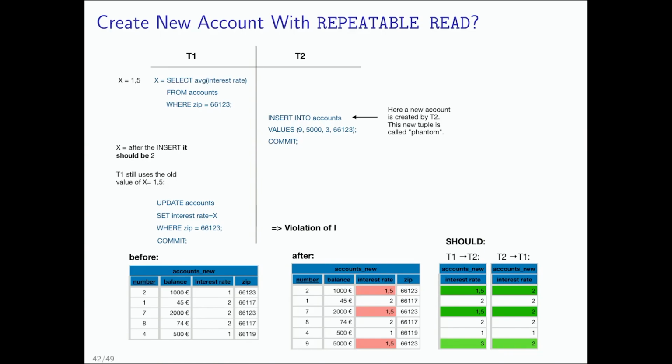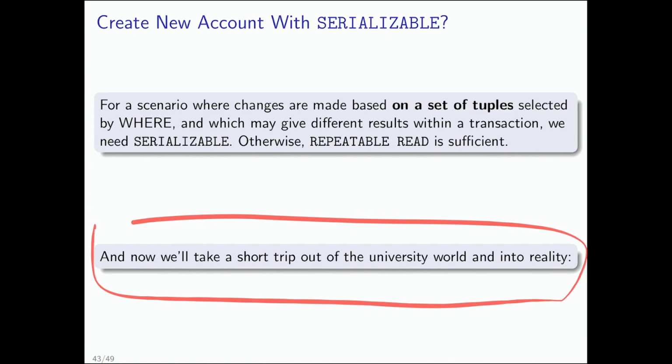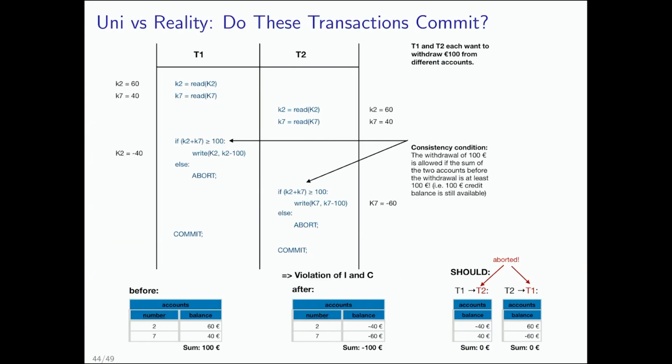Right. Okay. So now, as promised, we were in university here. Let's go back into reality. I promised you there's one very expensive database system that has an isolation level serializable, which is not perfect isolation. Just how does it look like?